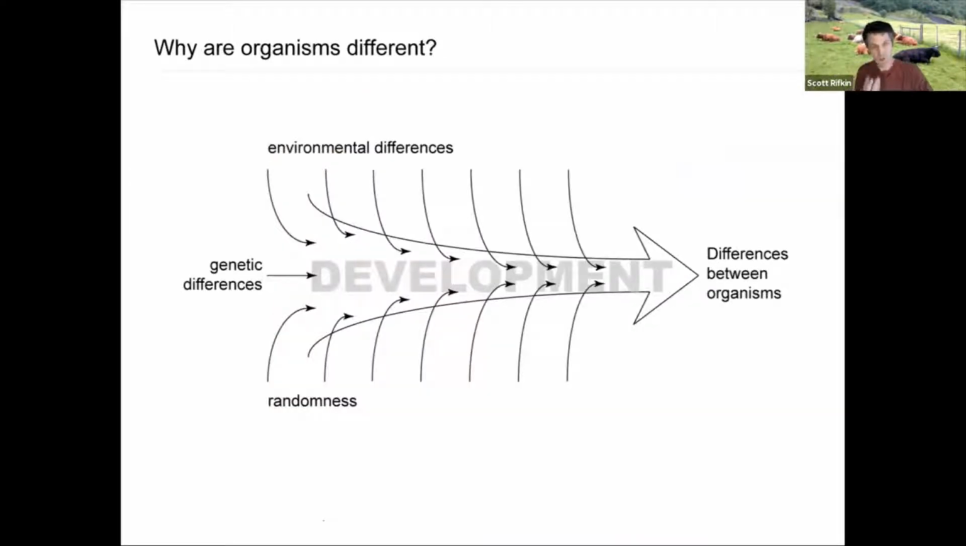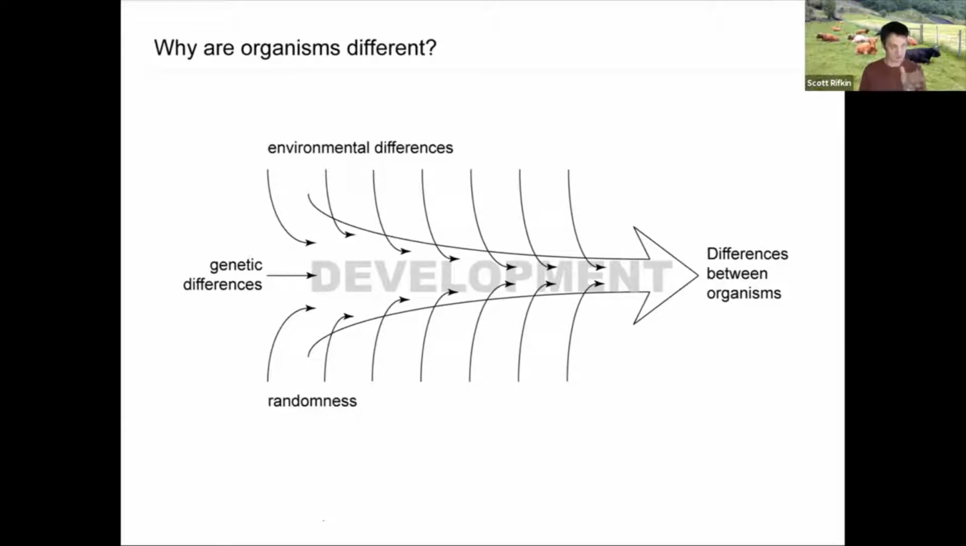So my research program is really focused on this question. How do you get variation in the first place? How do you get differences between organisms? Why are they different? And we can sort of chalk it up to these different influences. We have environmental differences between the way organisms grow up. We have genetic differences. And we have randomness. And all of these funnel through development to produce the variation that we see.